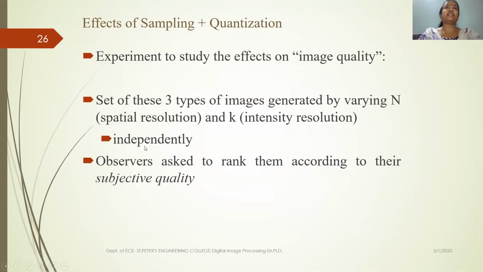If you go for that experiment to study the effects on image quality, these three types of images are generated by varying n, the spatial resolution, and k, the intensity resolution, independently. If you consider these three images and do experiments by varying the spatial resolution as well as the intensity resolution, let us observe how it shows the results. Observers were asked to rank them according to their subjective quality.